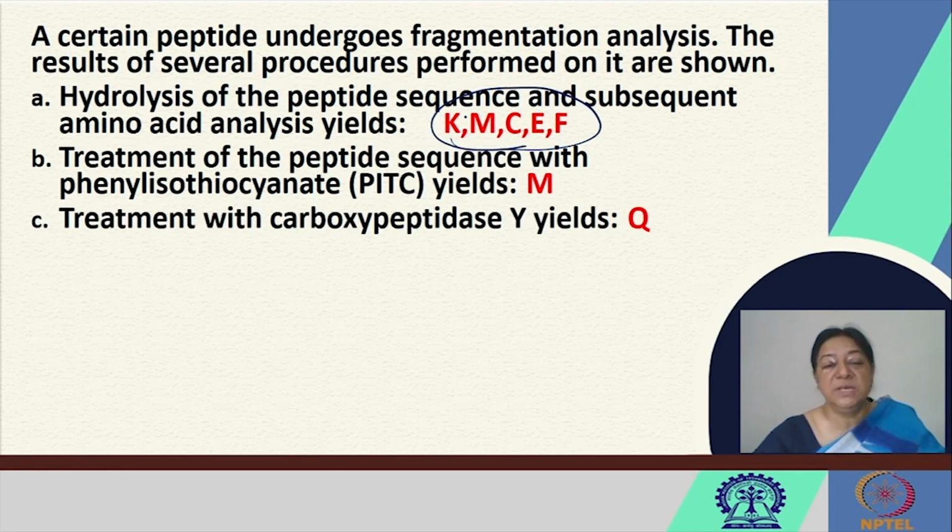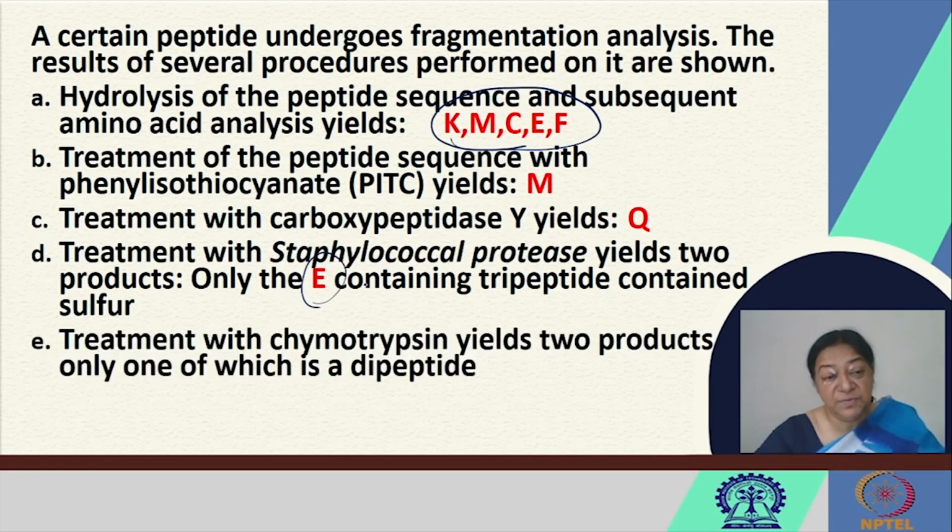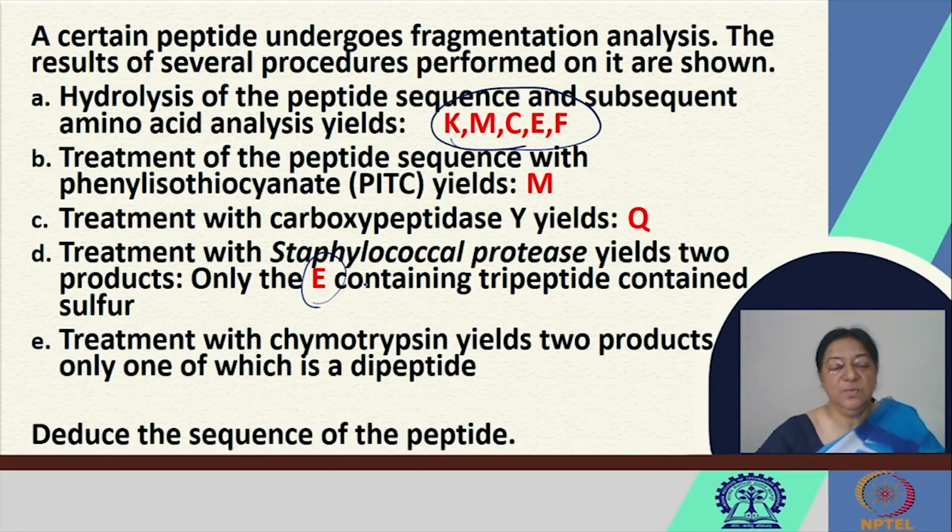Treatment with carboxypeptidase gave Q. And treatment with protease gave two products. And the E containing product, a tripeptide, had sulfur. And treatment with chymotrypsin gave two products, one of which is a dipeptide. So again, we want to find out what the sequence of the peptide is.